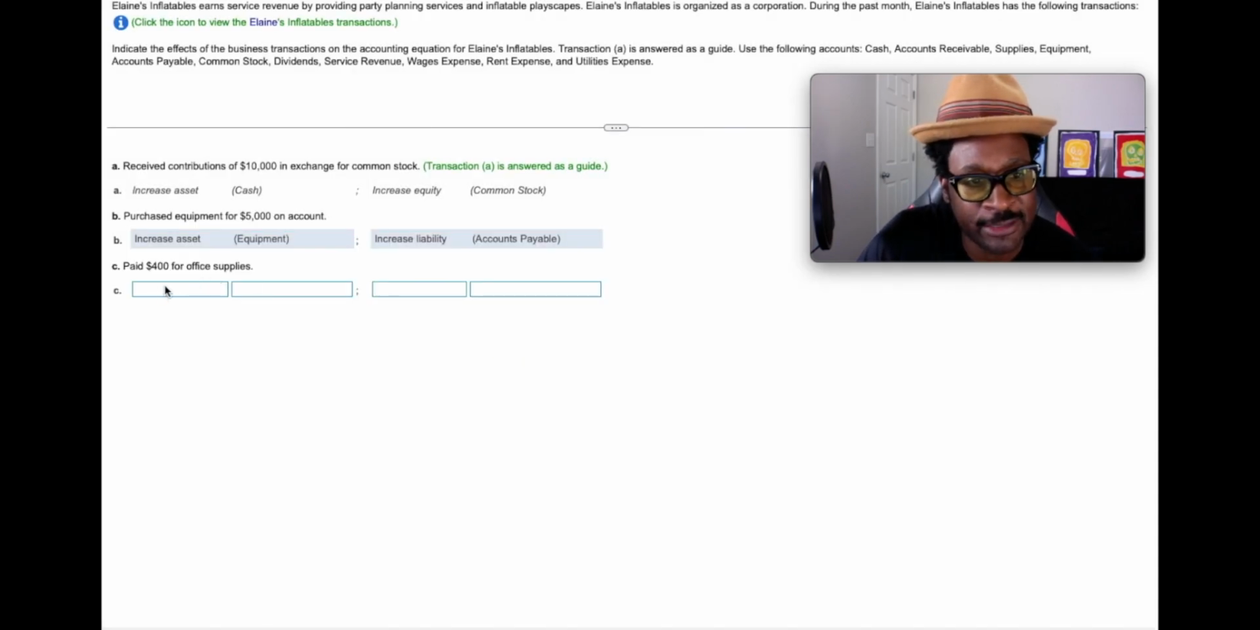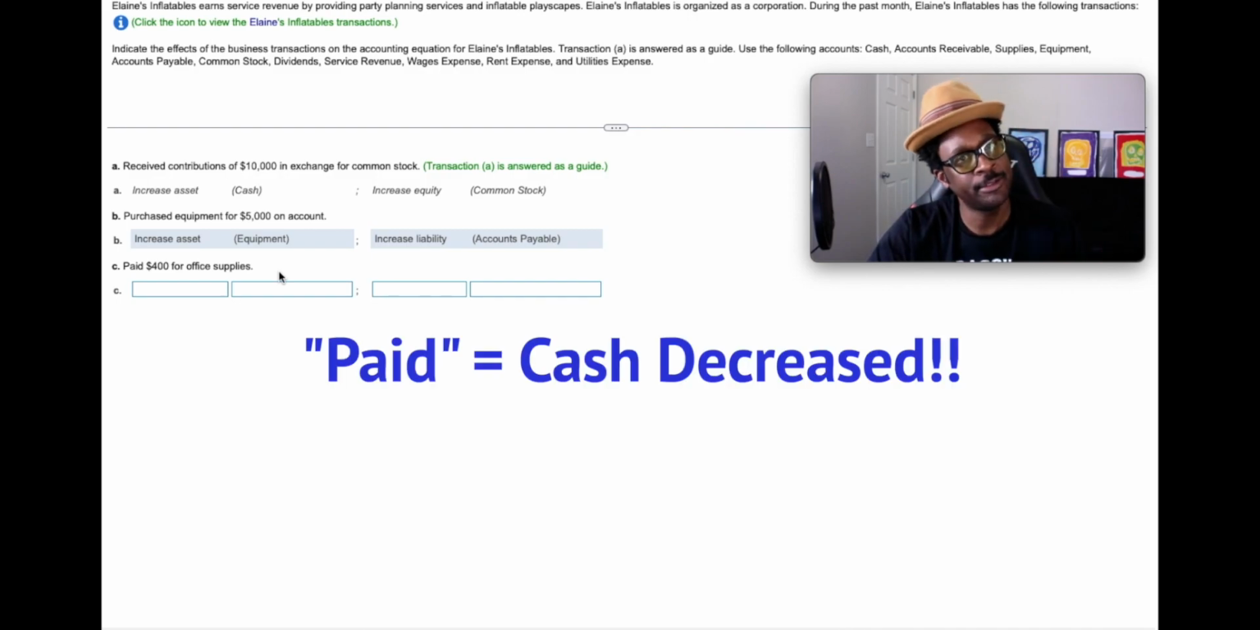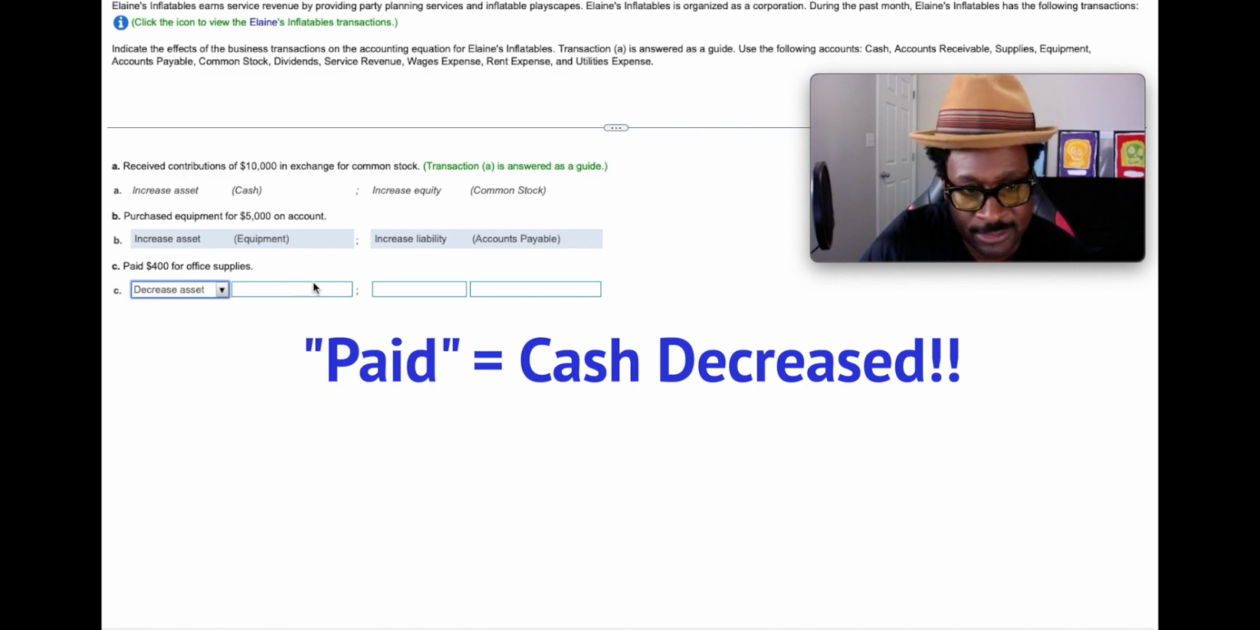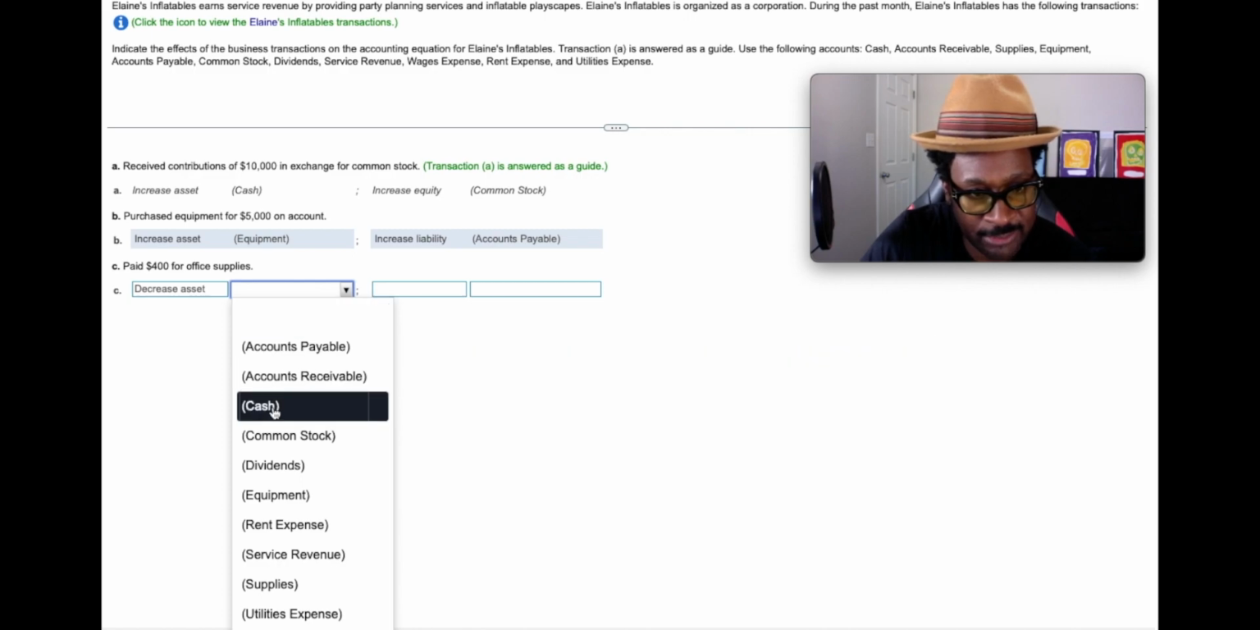Let's move on. Paid $400 for office supplies. Easy breezy, gang. Anytime you see the word paid and the company in the transaction actually made the payment, one thing for certain is going to happen. When you see the word paid, cash is going down. We know cash is an asset. So our assets are decreasing, and it's going to be under the account cash.